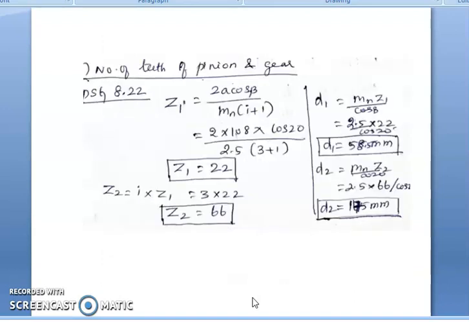Then the next step is the number of teeth of the pinion and the gear. From page number 8.22, Z1 equals 2A cos beta by Mn into (i plus 1). So here we know all the values. By using this, we can find Z1 equal to 22. Now Z1 is revised from 20 to 22. Then similarly Z2 can be predicted as 66 by using the speed ratio formula. Similarly, D1 and D2 we can predict by using the formula available at page number 8.22.